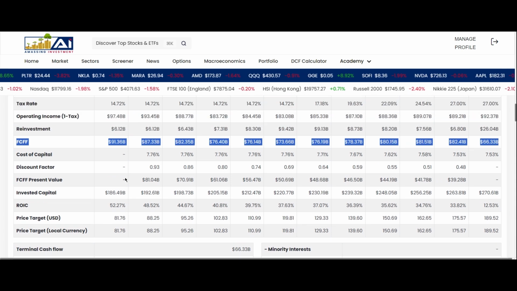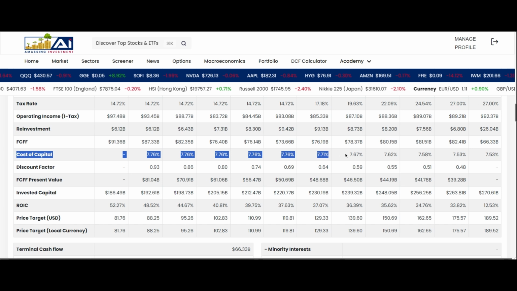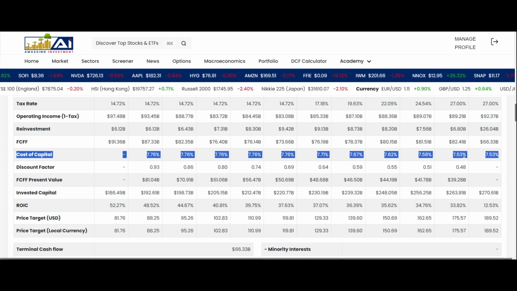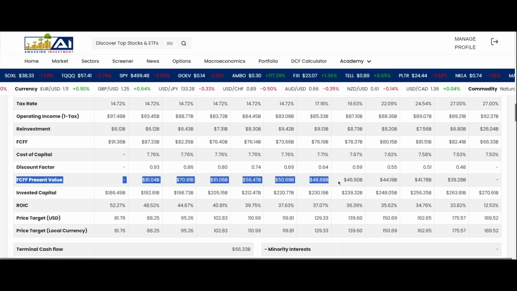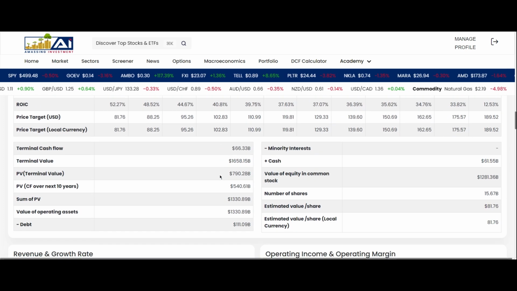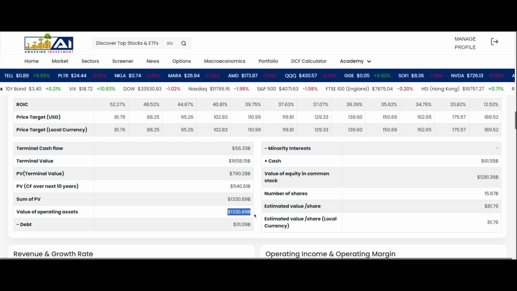Each FCFF is then discounted back to its present value using the assumed cost of capital, reflecting the risk and time value of money. This process crystallizes our understanding of what Apple's future cash flows are worth today. With the present value of FCFF in hand, we turn our attention to the value of the operating asset. But our interest lies in equity. So, we adjust for debt and minority interest, add back cash, and voila, the value of equity in common stock emerges.